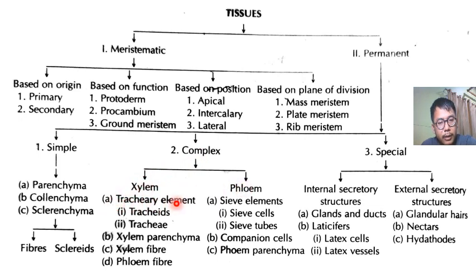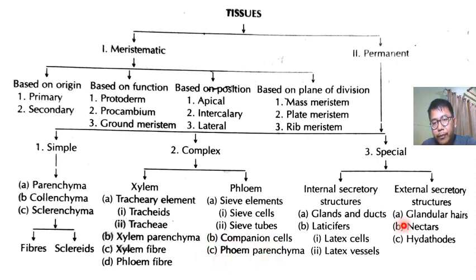A. Tracheary elements. Tracheary elements can be further divided into tracheids and trachea. B. Xylem parenchyma. C. Xylem fiber. D. Phloem fiber. Phloem can be divided into sieve elements. Sieve elements can be further subdivided into sieve cells and sieve tubes. And B. Companion cells, and C. Phloem parenchyma.